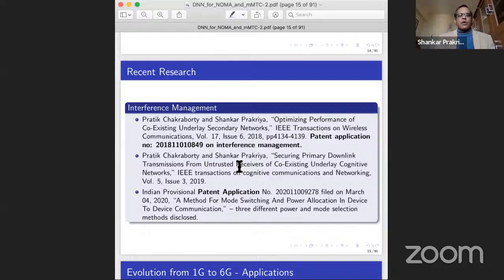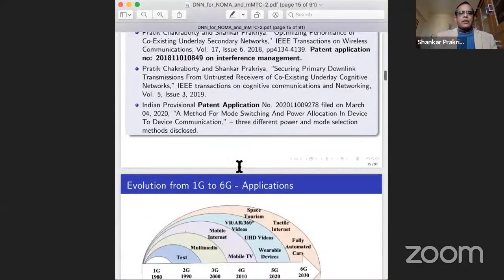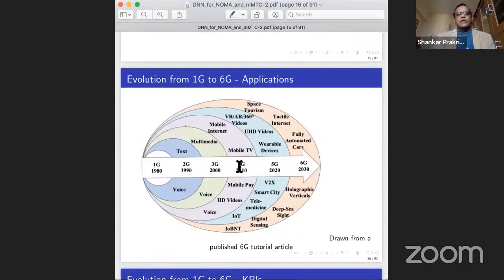Very certainly, I'm not an artificial intelligence or machine learning expert, but because I have been working with massive machine type communication, I do appreciate the importance of machine learning, and that I thought I would bring out through this talk today. Right. So this figure I had picked up from one tutorial article on 6G.